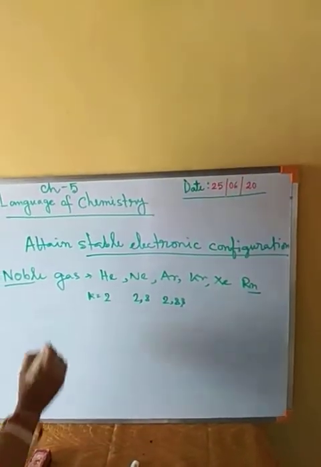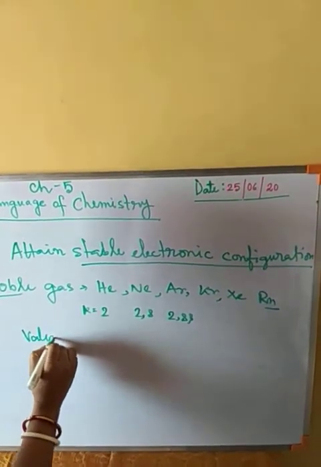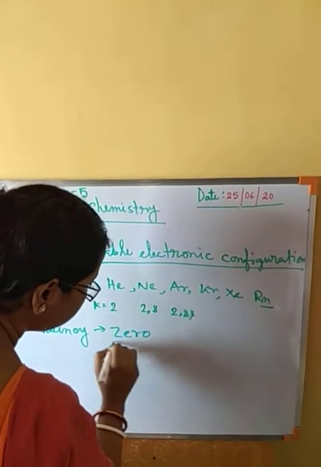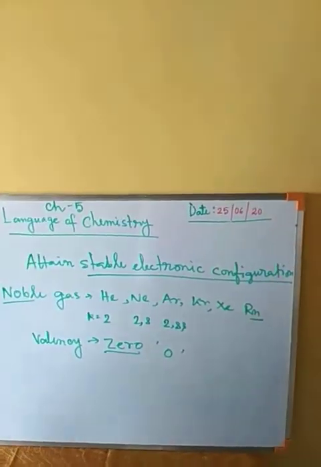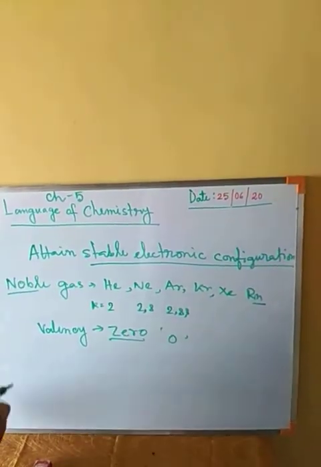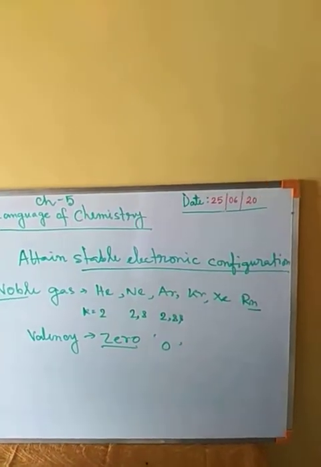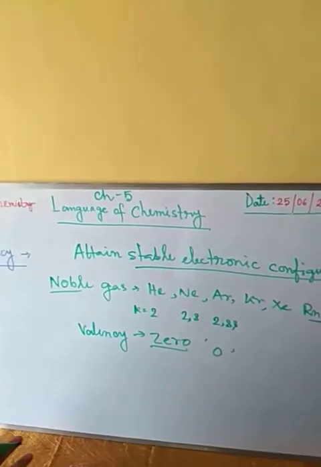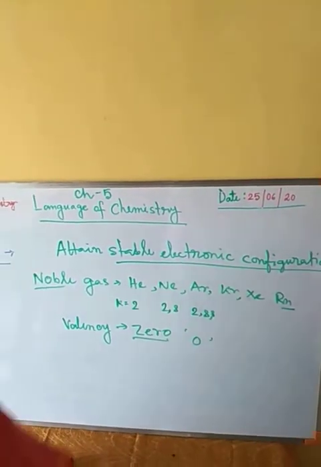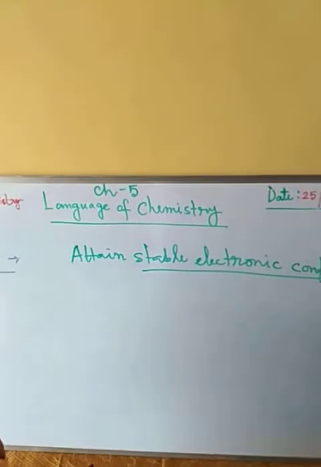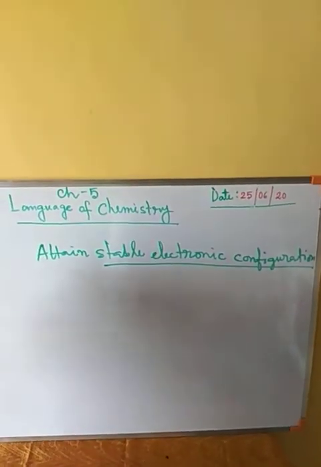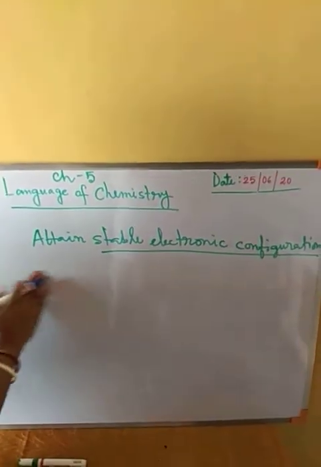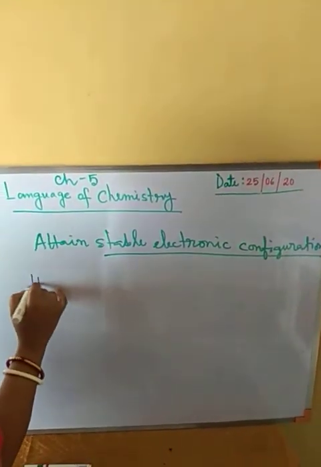So for noble gas elements, valency will be 0. They have 0 valency. In normal conditions, they will not react with any other element, so their valency will be taken as 0. For other elements also, we can get the valency from their structure. If we take some examples, it will be easy to understand.